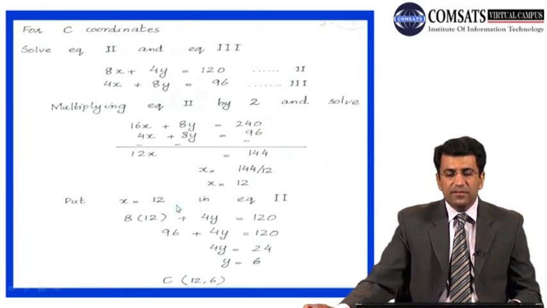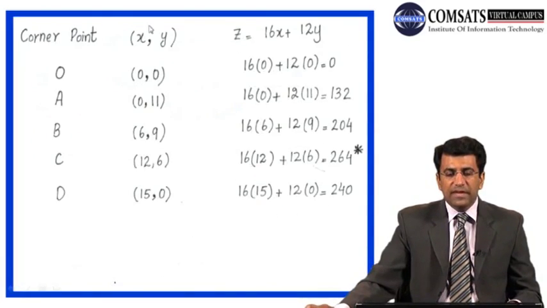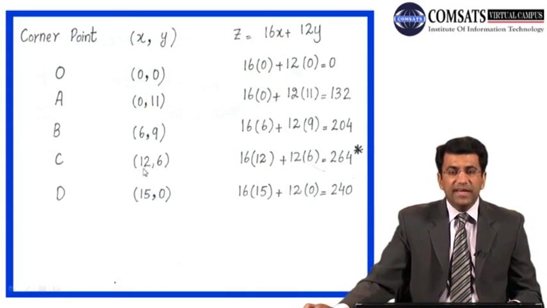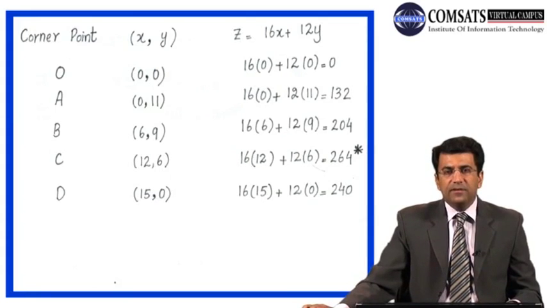So that's why we have calculated the x and y coordinates for all these particular points, and one by one, if we put all of these points in this objective function or the profit function, we can get the corresponding value of profit. And again, class, in this particular case, the maximum value of profit, 264, will be achieved by producing 12 units of product A and 6 units of product B. So this is the best combination which can maximize our profit function. And what is the value of profit function? Again, that is 264.